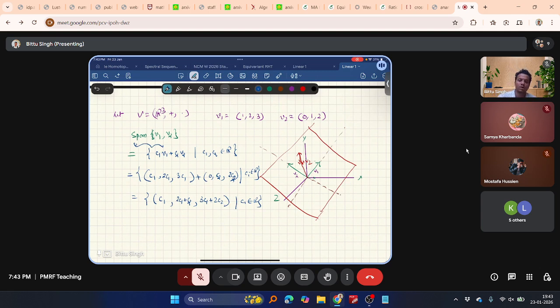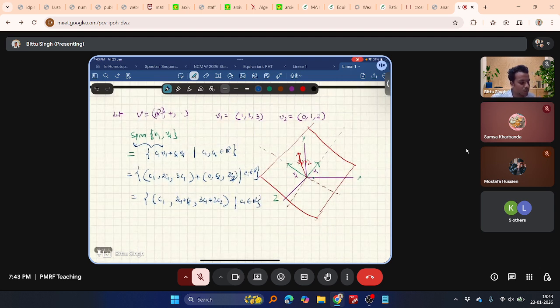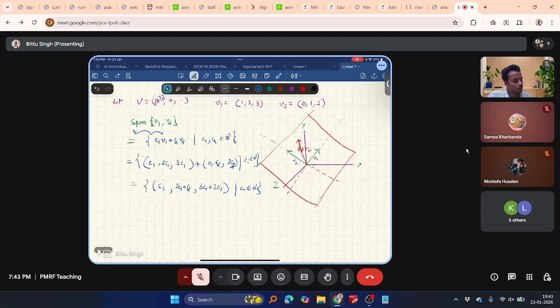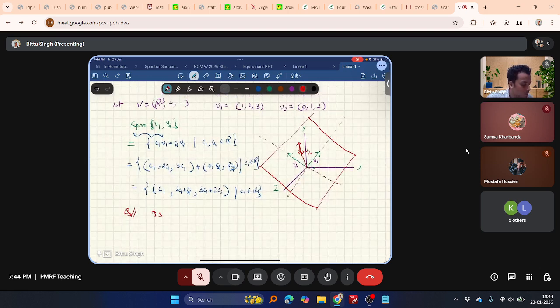But interestingly, we can always check if something belongs to the spanning set or not. So what will be the way to check? The question is: does (3, 1, 2) belong to span of v1, v2, the spanning set of v1, v2, or not? So let us check.